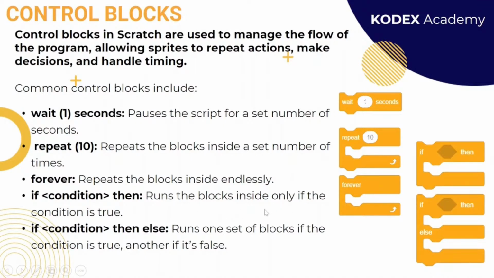If that particular condition is true, then only the blocks put inside this if block will be run. Otherwise, it will not run. So they depend on a particular condition. Suppose you are making a game and you set that when the score is 50, then only you will win the game. And if the score has not reached 50, you will lose the game.